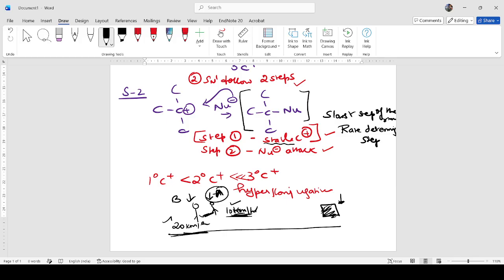Two steps are happening here. Step 1, a stable carbonium is formed. Step 2, the nucleophilic attack has happened. So in step 1, this is the slowest step of the reaction according to chemical kinetics. Therefore, this is the rate determining step. The rate at which the complete reaction will happen will be determined by the slowest step of this reaction.